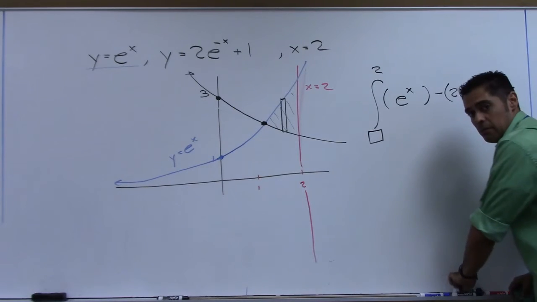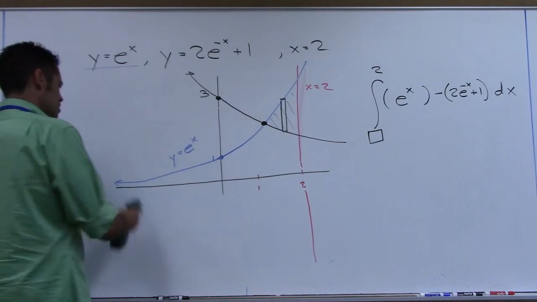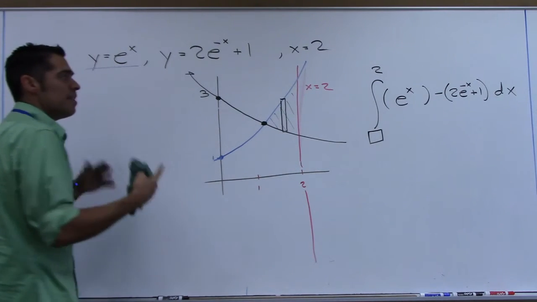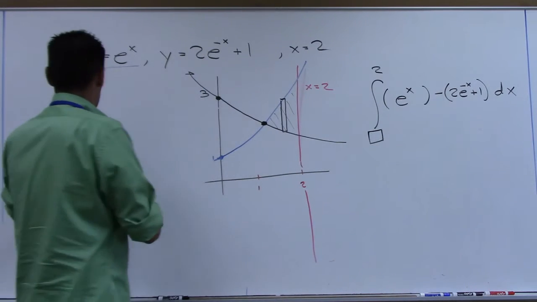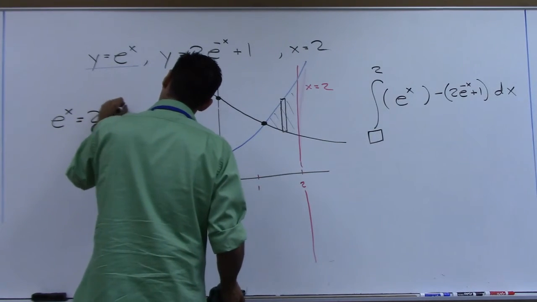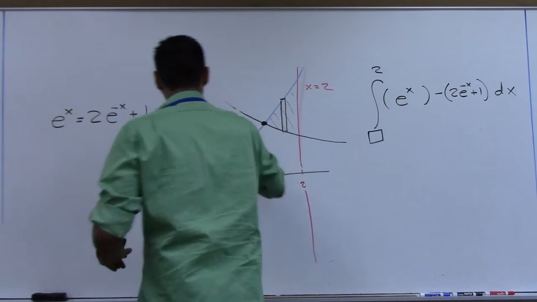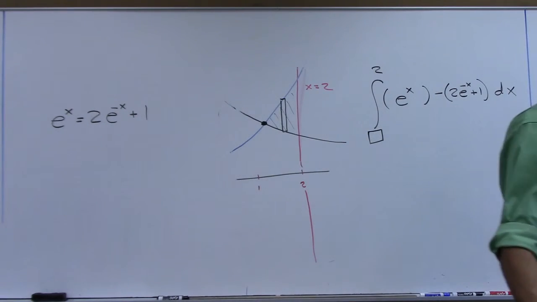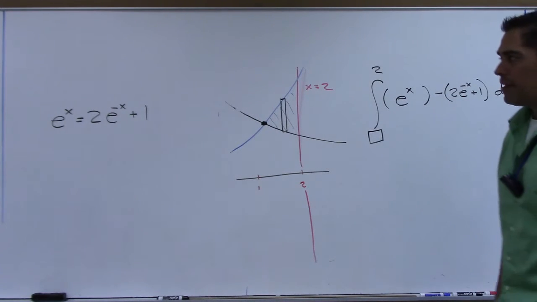So we shall now do what to find their intersection? Set them equal to each other. And when we say them, we mean the two that hit each other, right? The blue and the black one. So we're talking about these two. So we set e to the x equal to 2e to the negative x plus 1. What would you like to do to that? Solve that for x.